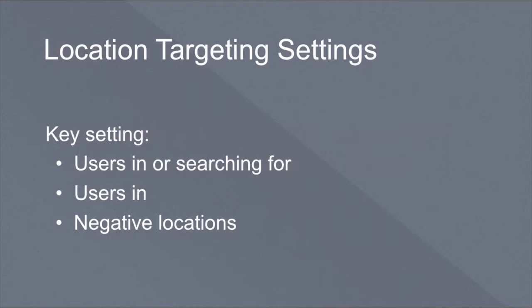So here's the deal. Google in its location targeting gives you two options. You can target users who are in a location or searching for a location. Let me give you an example. If you're in Boston, Massachusetts, and you were doing a local search for, I don't know, a plumber, you would be picked up as a user in Boston, Massachusetts, if that was the targeting that was set.